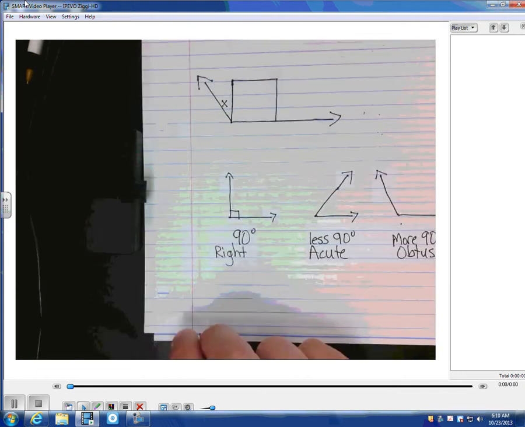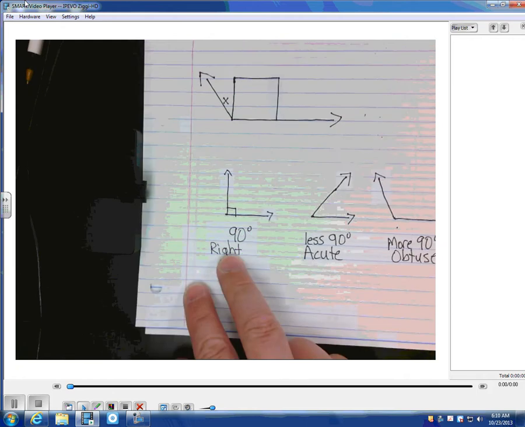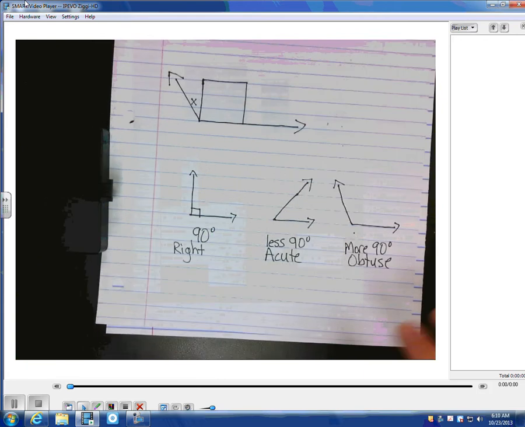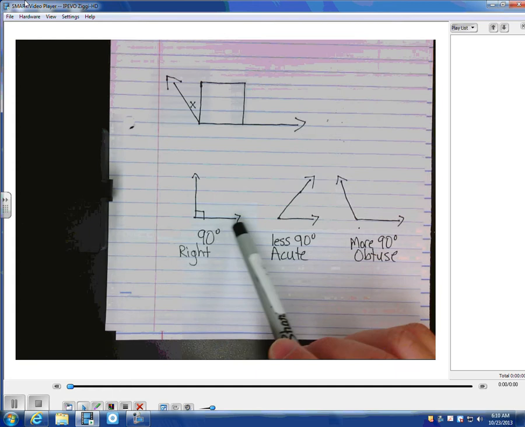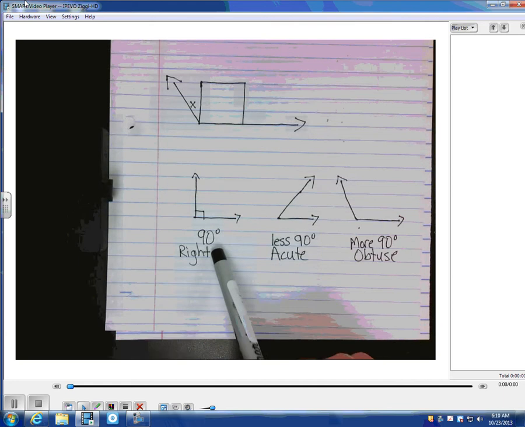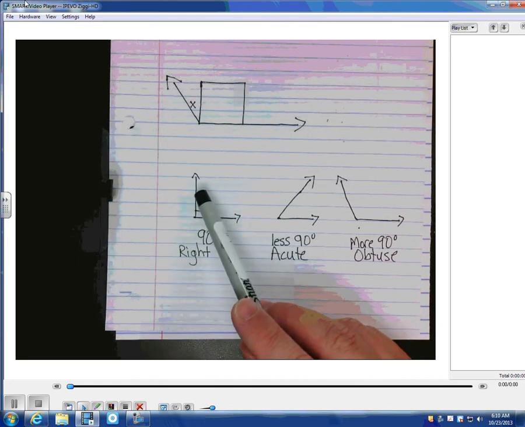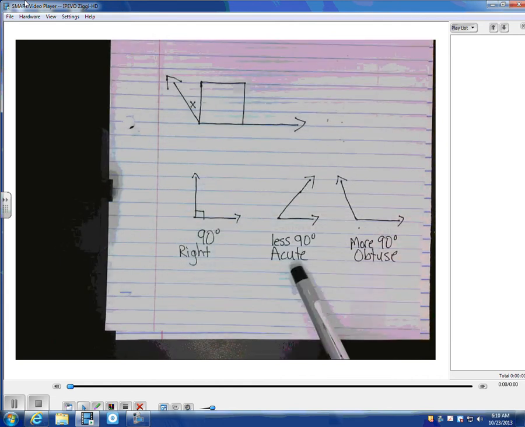Okay, so just a quick review of angles. So we have a right angle here. You can see it's like a perfect L. That's the way I always think of it. And it's a right angle. It's 90 degrees. If you close a right angle in at all, it then becomes an acute angle, and that means it's less than 90 degrees.